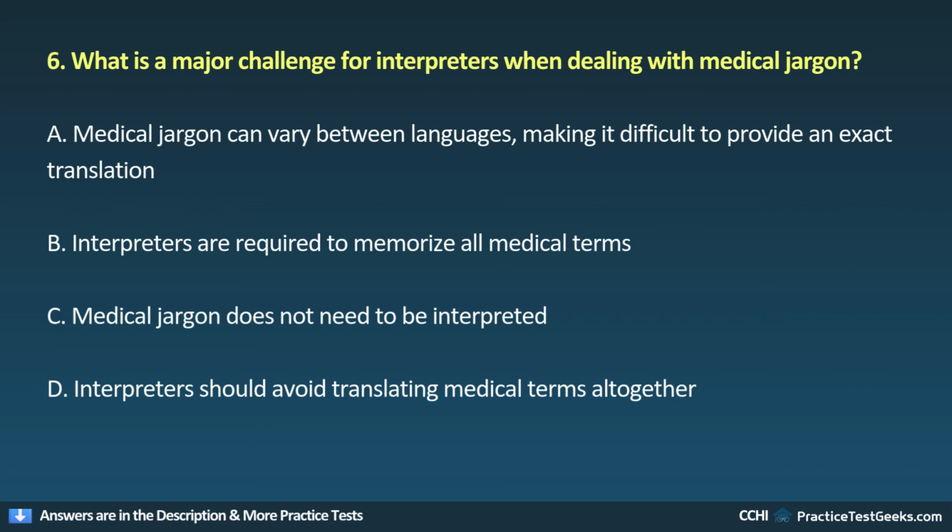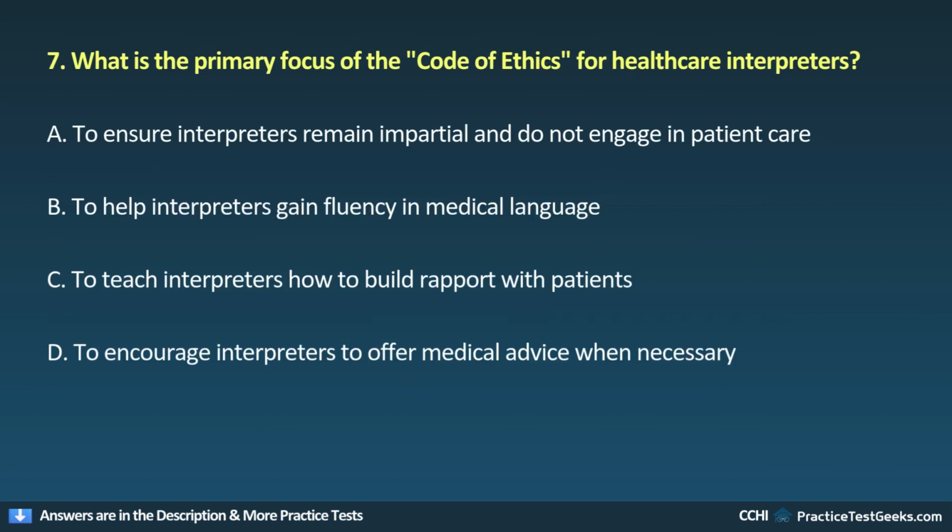6. What is a major challenge for interpreters when dealing with medical jargon? A. Medical jargon can vary between languages, making it difficult to provide an exact translation. B. Interpreters are required to memorize all medical terms. C. Medical jargon does not need to be interpreted. D. Interpreters should avoid translating medical terms altogether.